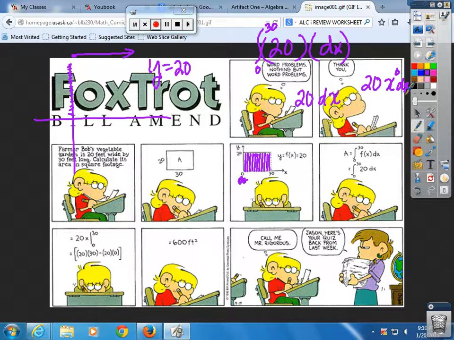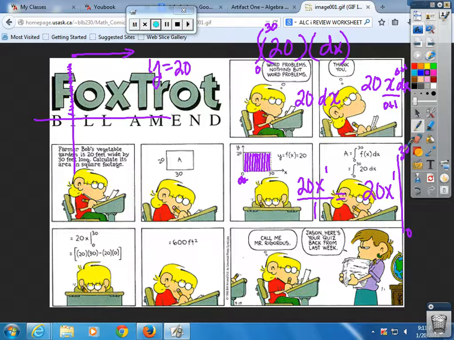Do you know how easy things would be if you just wrote everything as an exponent in calculus? Whenever you get stuck, always write it as an exponent. X to the 0 is what? 1. Now, what do you do with antiderivatives? You add 1 here, and then what? Add that same thing, 0 plus 1 here. And what does that give us? 20x to the first over 1, which is equal to 20x to the first, evaluated at what? 0 and 30.